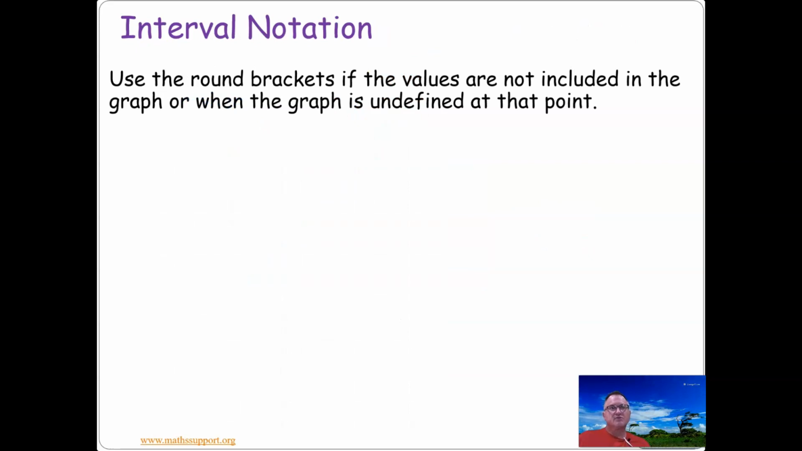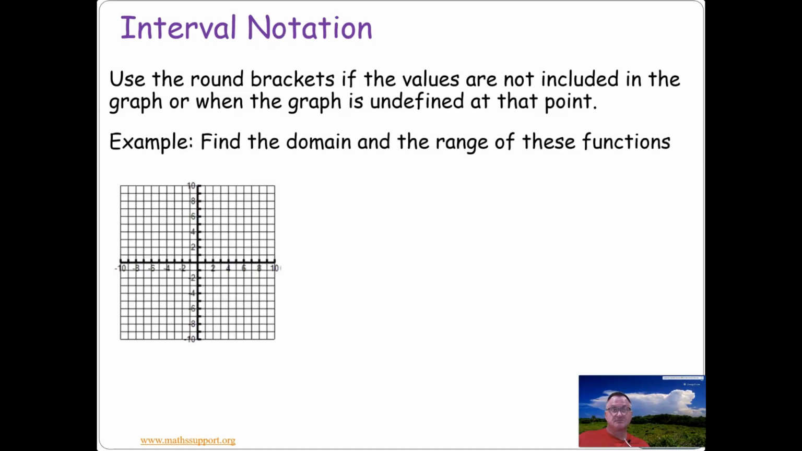Okay, the use of round brackets is for when the values are not included in the graph, or when the graph is undefined. Undefined means there's an asymptote or there's a hole in the graph. So if I said, all right, what's the domain and the range? Well, the domain is right and left. When we look at this, we can see that our domain goes from, looks like -5 on the left to +4 on the right.